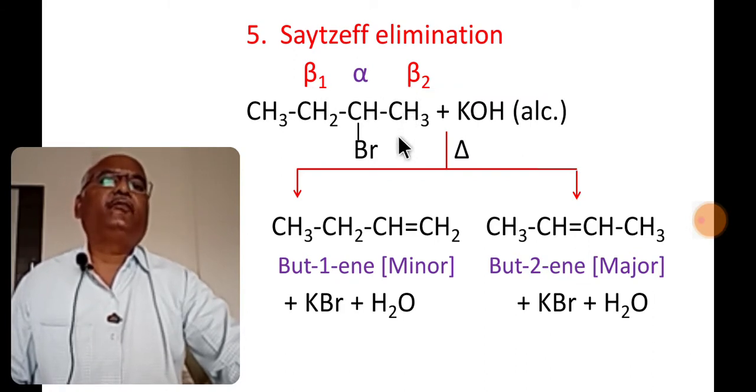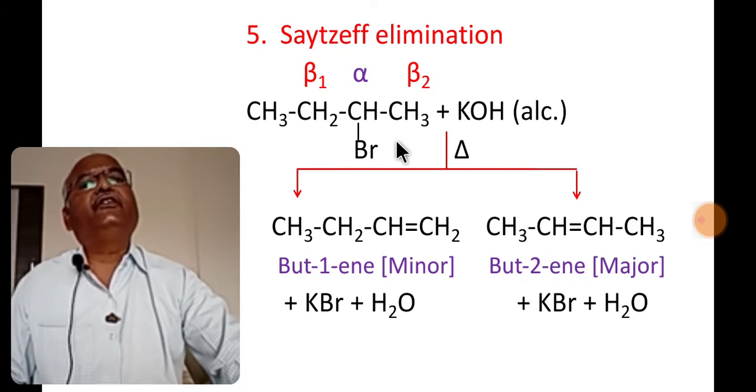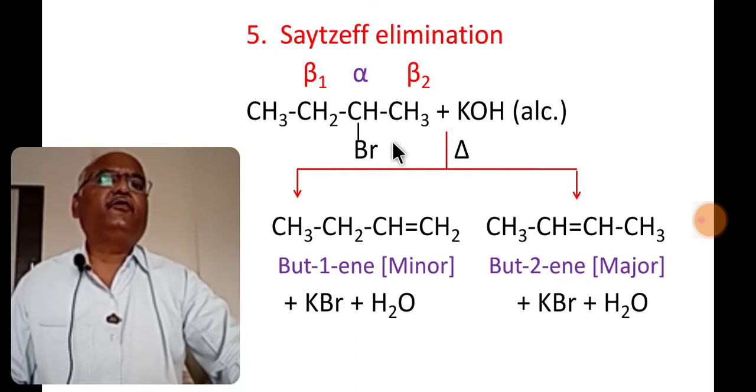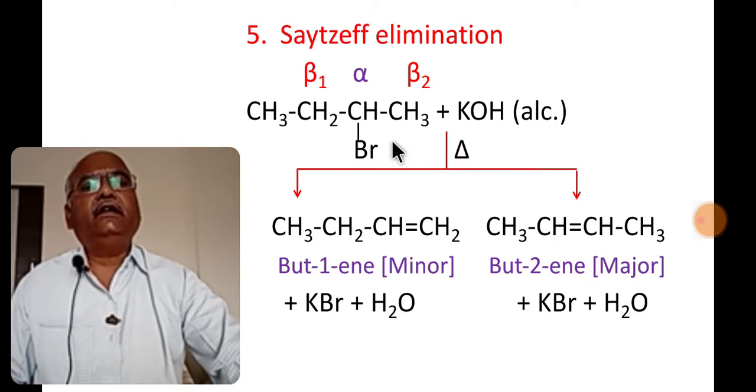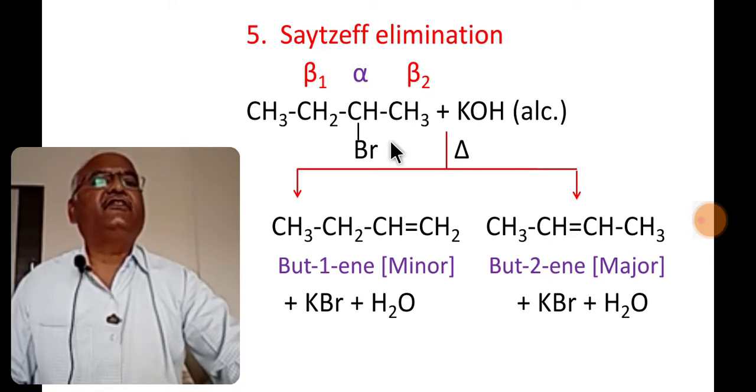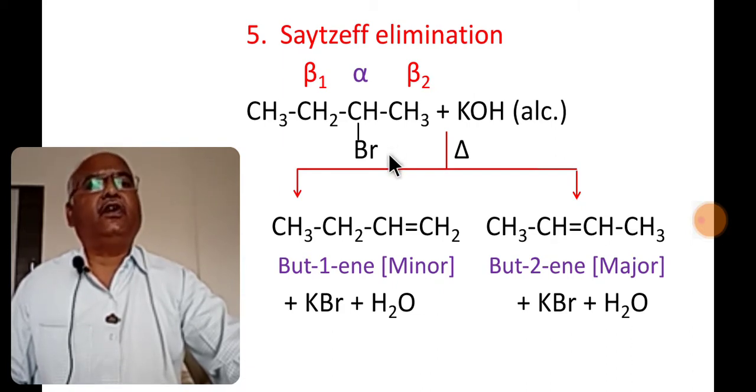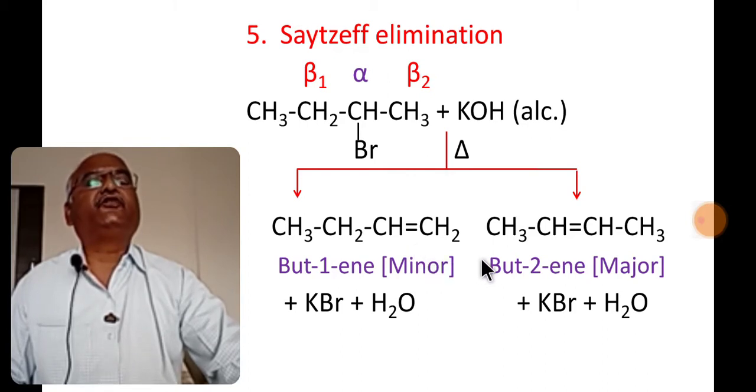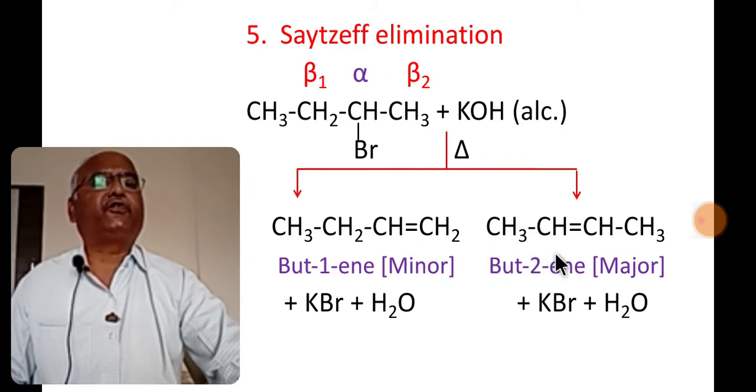So this takes place according to Saytzeff's rule. Saytzeff's rule states that when there are two or more choices of eliminating beta hydrogen atom, then beta hydrogen atom is eliminated from that carbon which carries less number of hydrogen atoms, or highly substituted alkene is produced.